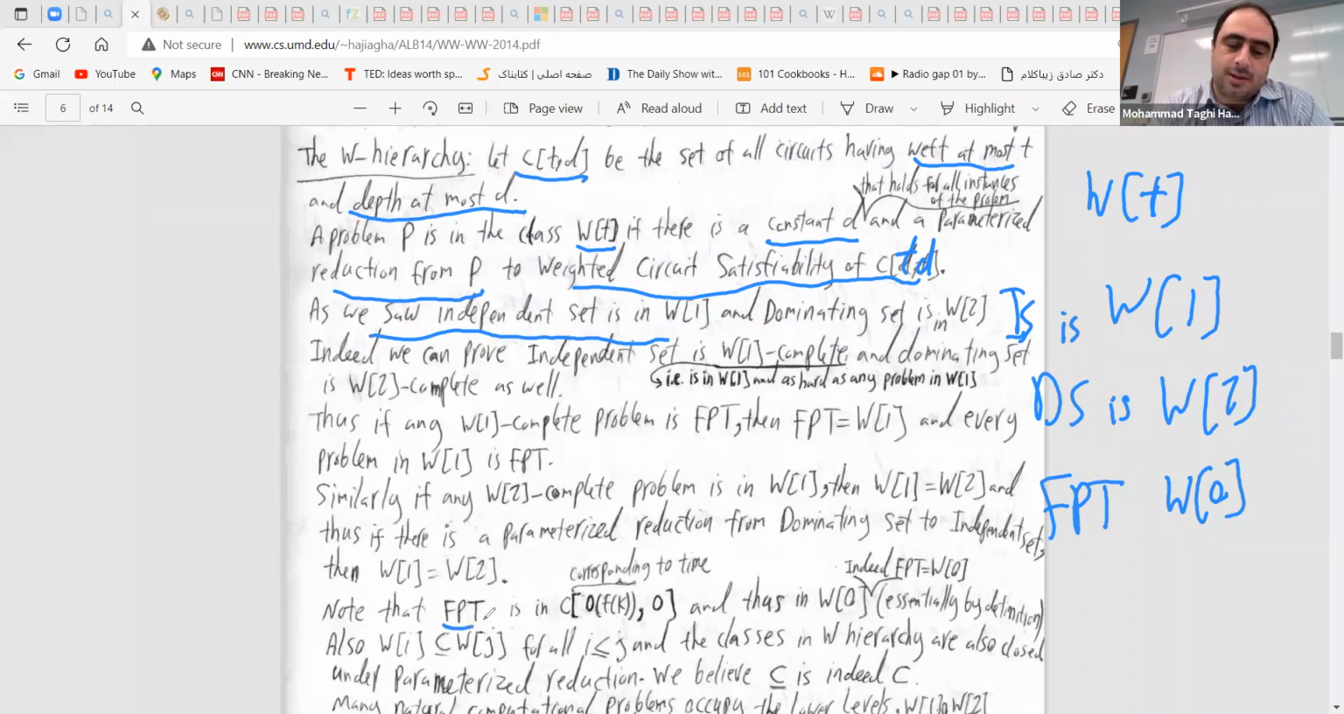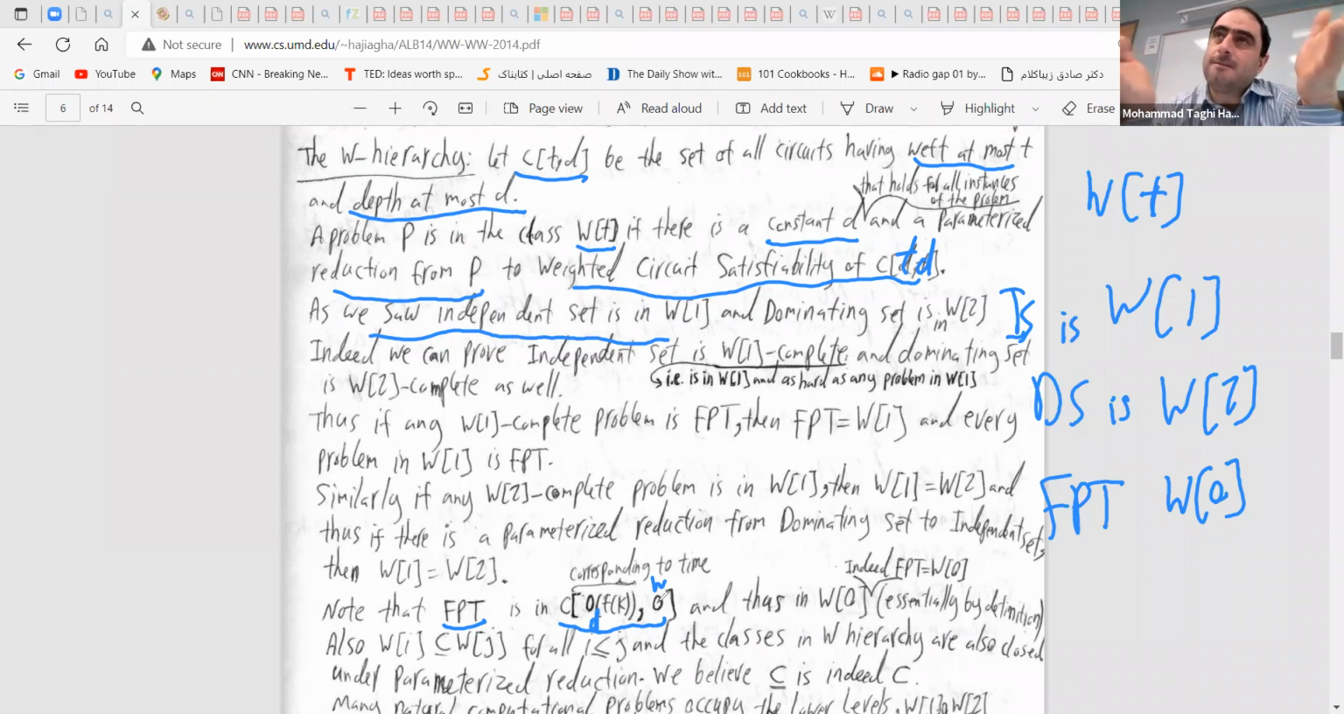For a fixed parameter selectable algorithm, we can create a circuit such that the depth of that, so this is the depth and this is the width. Sometimes it has been mentioned in the other direction. So we can create, for a fixed parameter algorithm, some circuits whose depth would be f of k, but their width would be 0.